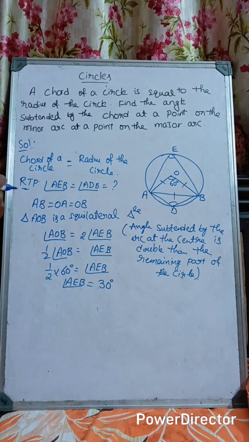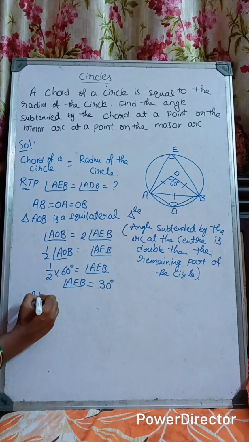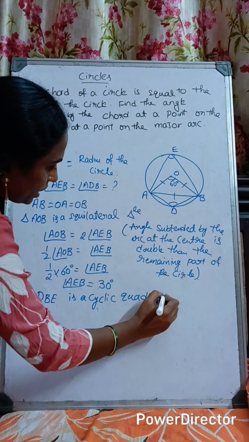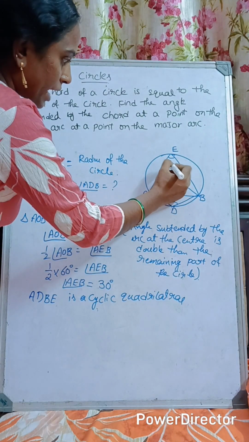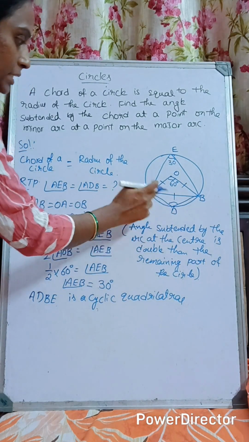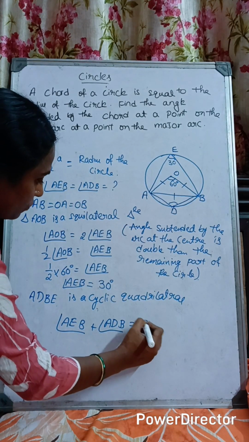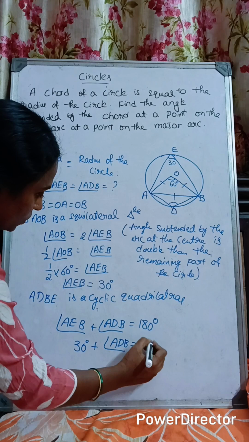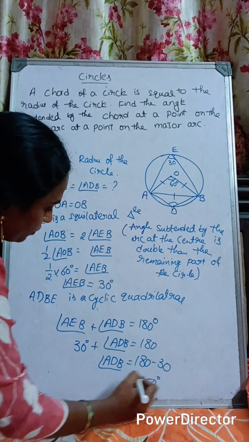Now to find out the ADB angle, can I consider ADBE is a cyclic quadrilateral? Yes. So ADBE is a cyclic quadrilateral. If it is a cyclic quadrilateral, the opposite angle sum is how much? 180 degrees. So here we already got the angle 30 degrees. So AEB plus ADB is equal to 180 degrees. AEB is 30 degrees. So ADB is equal to 180 minus 30, which is 150 degrees.